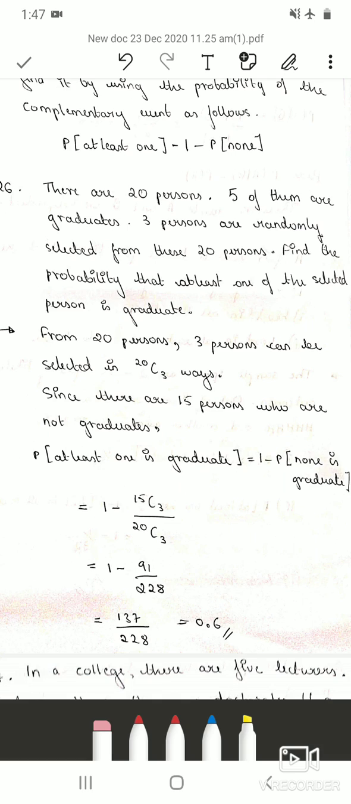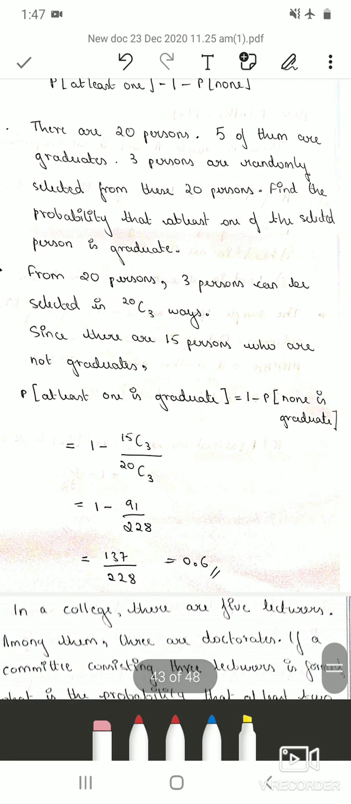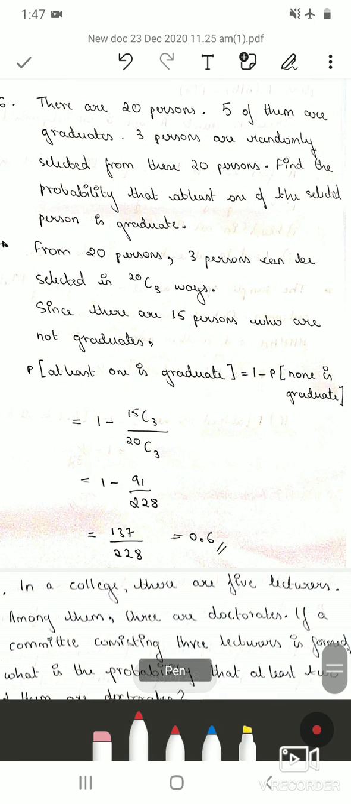So this can be done in 20C3 ways. Since there are 5 graduates, it means the remaining 15 are non-graduates. Therefore, the probability of at least one graduate is 1 minus the probability that none is a graduate. We are solving it by using the previous note. So when at least one is asked, we take the complementary event, which is 1 minus the probability that none is a graduate. We can choose it by 15C3.